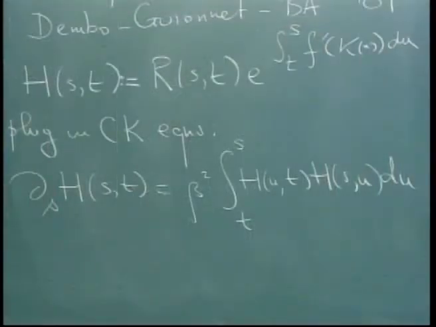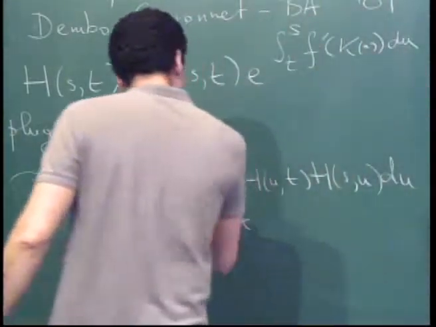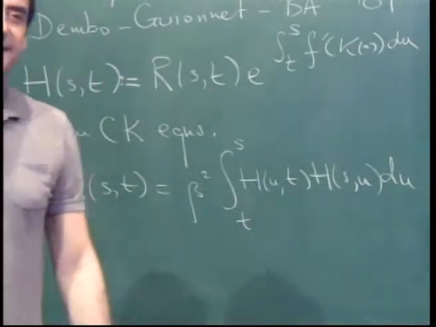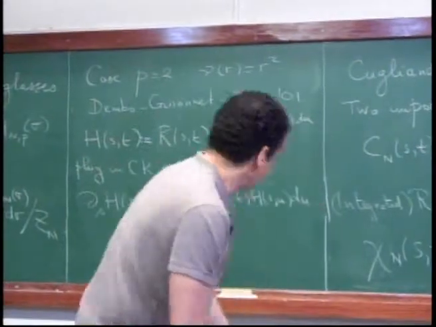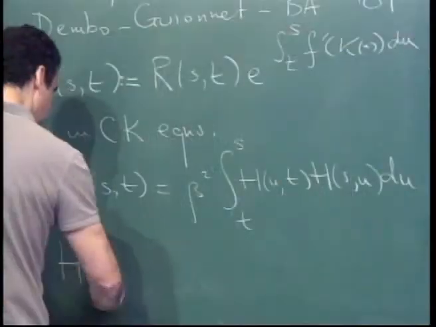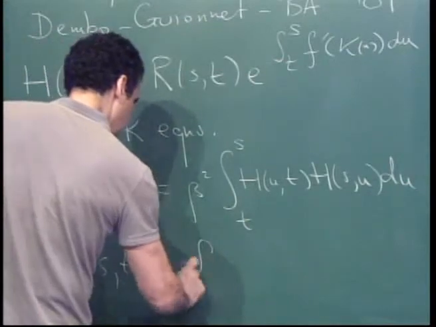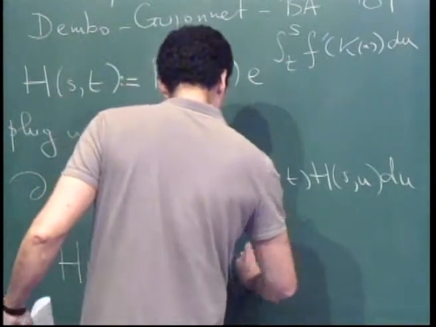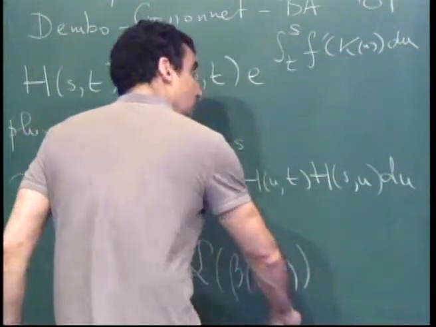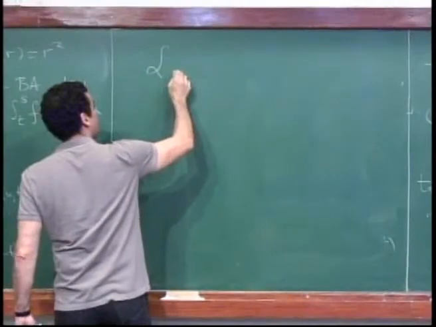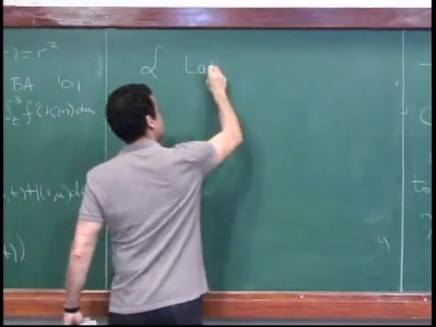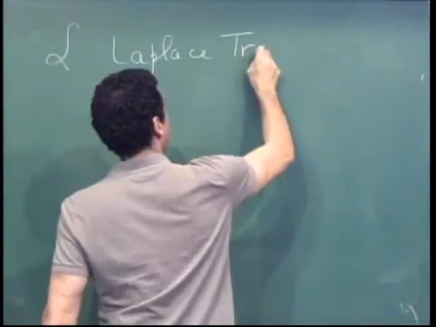But more interesting, this equation exists in the literature. And magically, the solution to that, this H, you can find is simply, we call it L of beta s minus t, where this function L is what? Lo and behold, L is in fact the Laplace transform of the semicircle distribution.